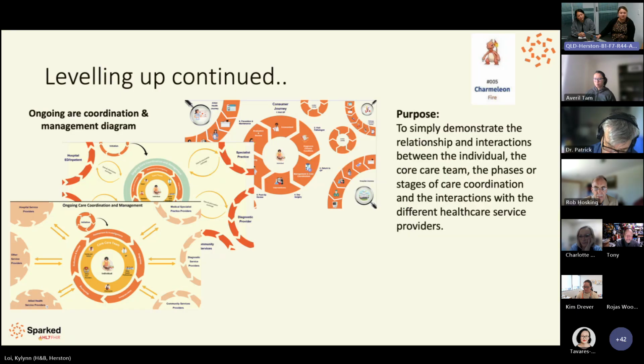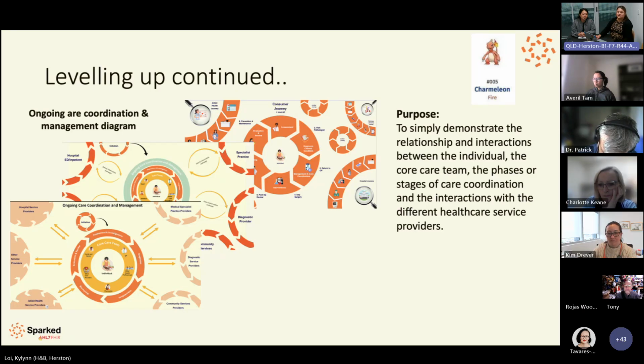Just quickly to reference, the ongoing care coordination and management diagram is to demonstrate those interactions between the individual and the core care team and the phases and stages of the care coordination with the different healthcare service providers. And this is still in draft. This is by no means finished.